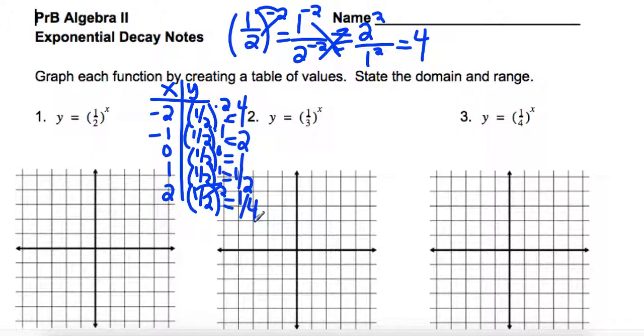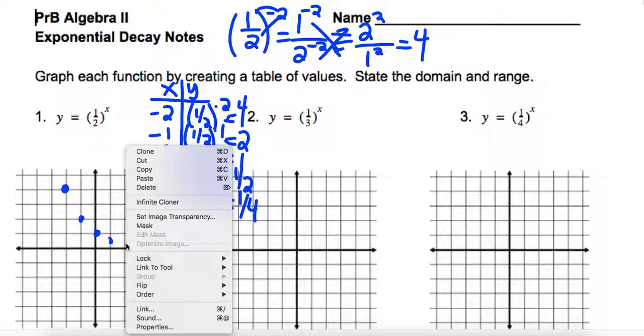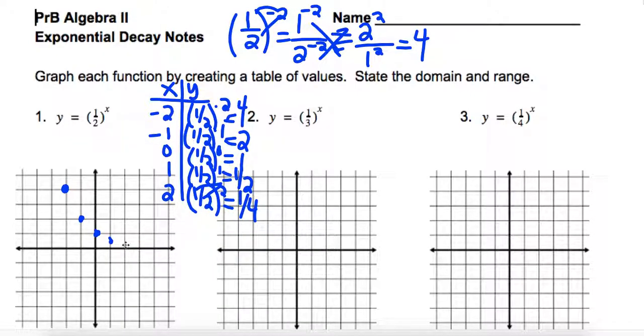So when we graph these, we have the point -2, 4. That's over here, sorry. We have the point -1, 2. 0, 1, 1, 1/2, and 2, 1/4. Okay, so what you can see is happening here is this is getting smaller and smaller. It's going to have an asymptote there at 0. And this is getting bigger in this direction.